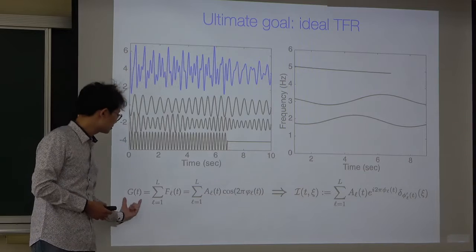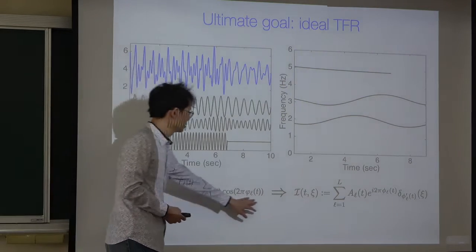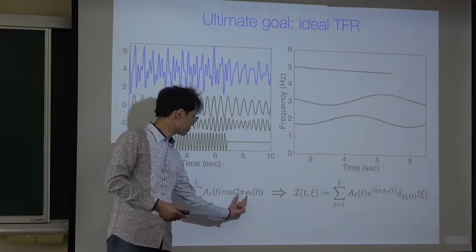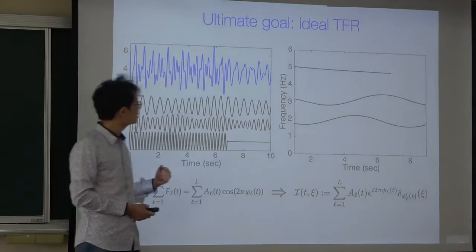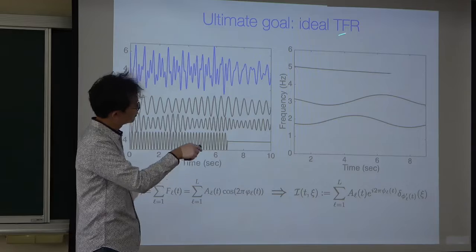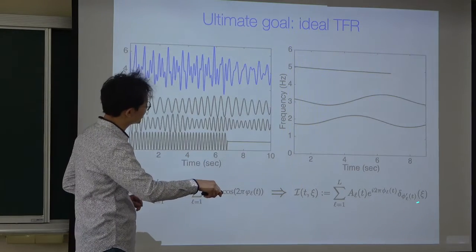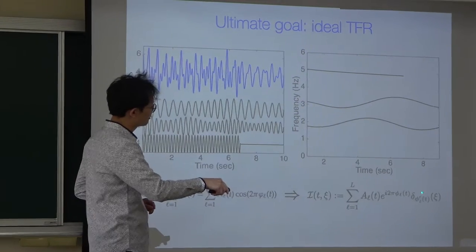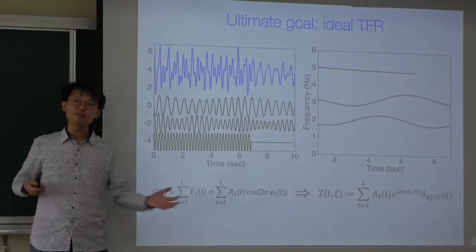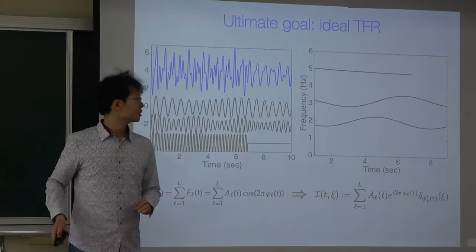Technically, we hope that if I give you a signal of this format, which is a summation of finite components with amplitude modulation and instantaneous frequency, then you can get a plot on the right-hand side that gives you all the information about instantaneous frequency, phase, and amplitude, so that you can recover the signal. That will be the ultimate goal. We hope we can achieve it. But how to do it?